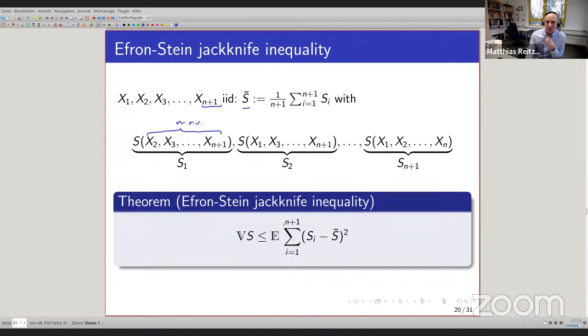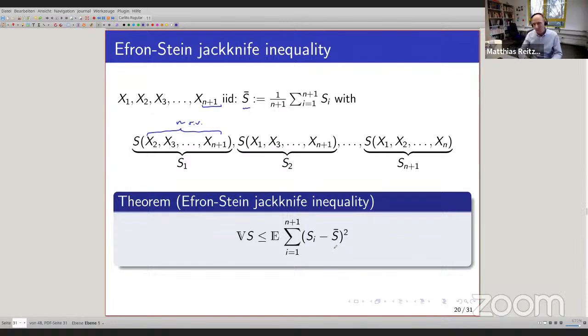The Efron-Stein-Jackknife inequality tells you, if you're interested in the variance of the functional s, then it's upper bounded by the expectation of the sum of squared differences between si and the mean value. That's the Efron-Stein-Jackknife inequality. There are several proofs now available. It's not very complicated, but you have to do something, and we will use it as a black box. This was proven by Efron and Stein, and we use it in a certain form here.